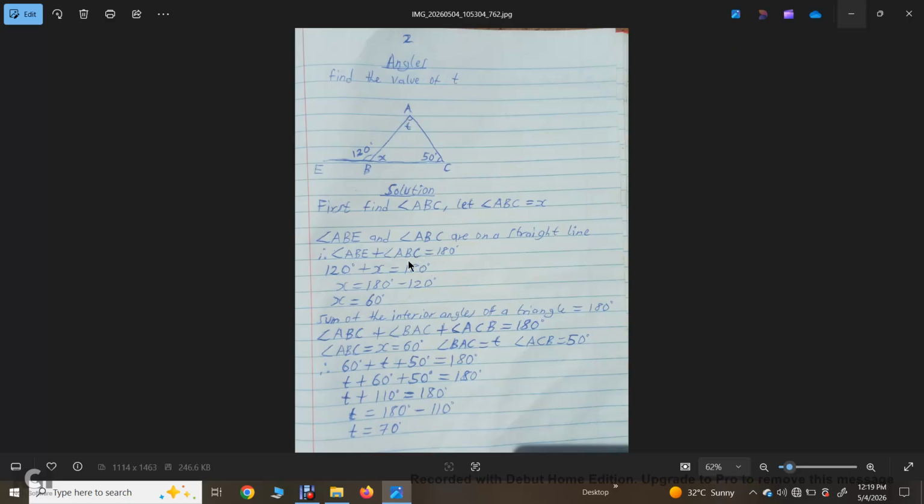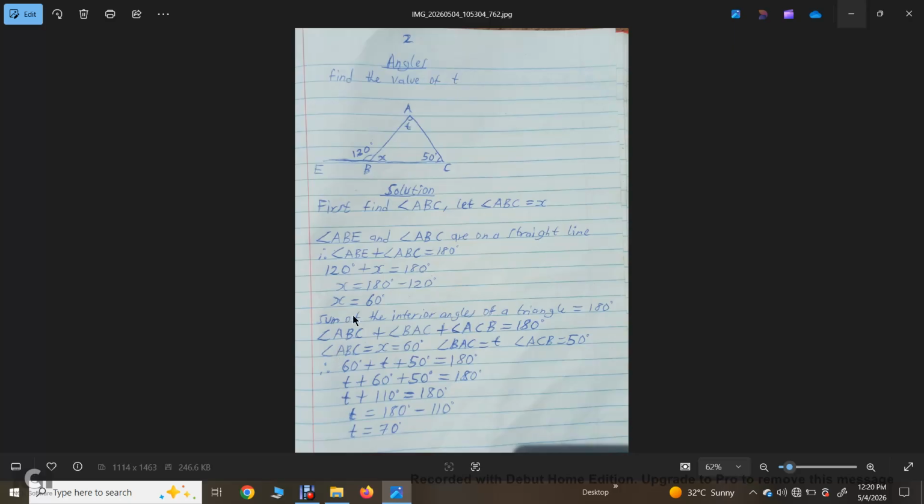Now we are finished with one part of the question. The other part is to find the value of t. Here, this angle x is 60 degrees. The second part of the question is to find the value of t.